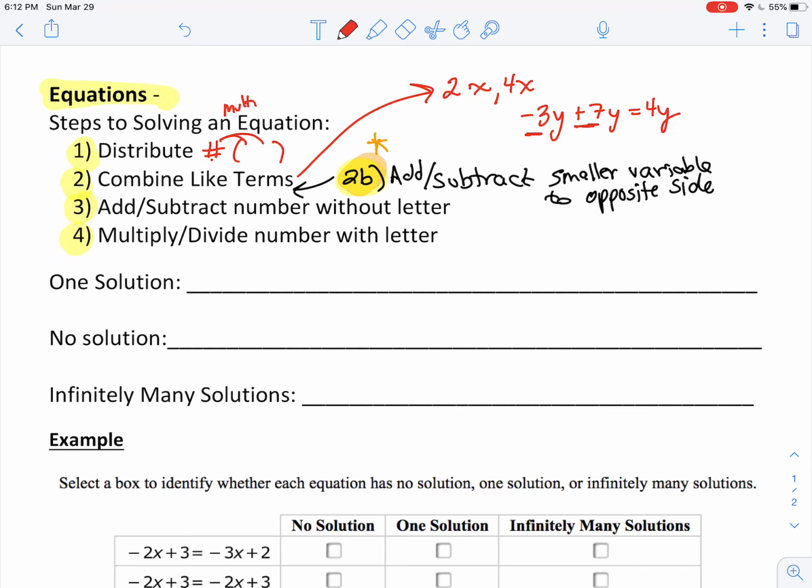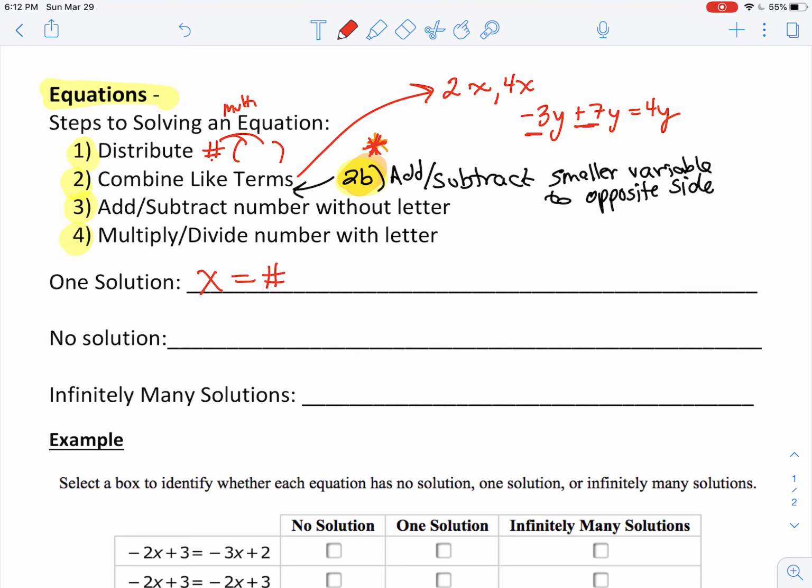After you look for the distributive property and you look to combine like terms, you want to make sure that if there are letters on both sides, you add or subtract the smaller variable to the opposite side, okay? Any equation that doesn't have any of these steps, you just skip and go on to the next step. After you do those first 3 steps, you have a 2-step equation. So you add or subtract the number without the letter, and then you multiply or divide the number with the letter, okay?